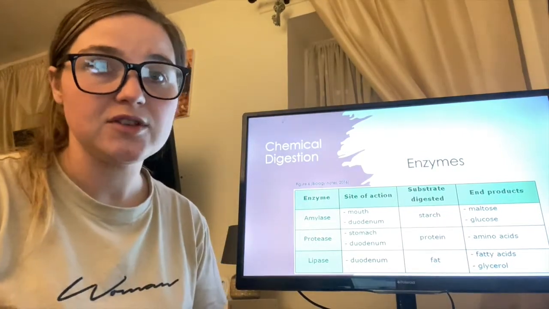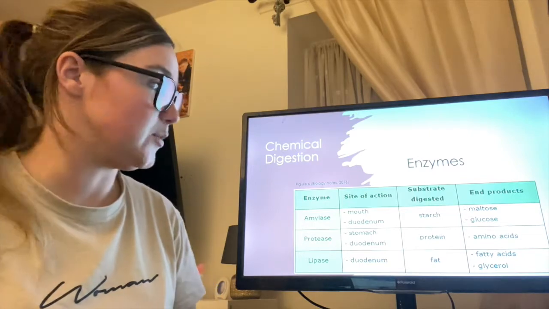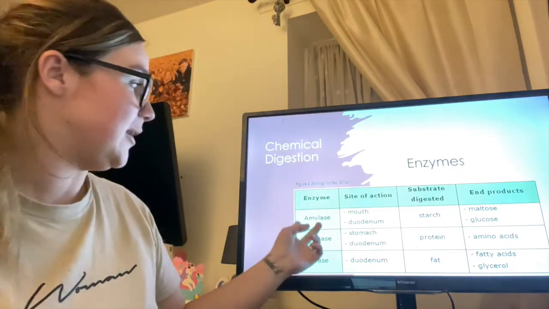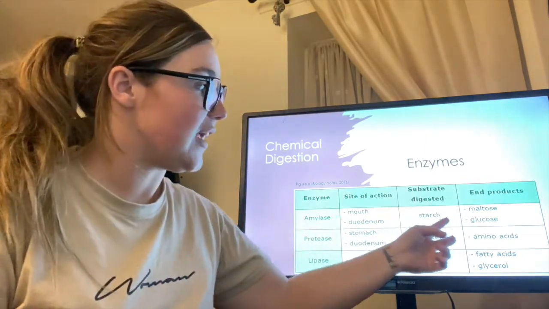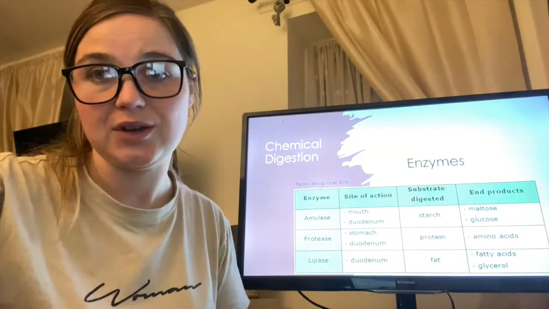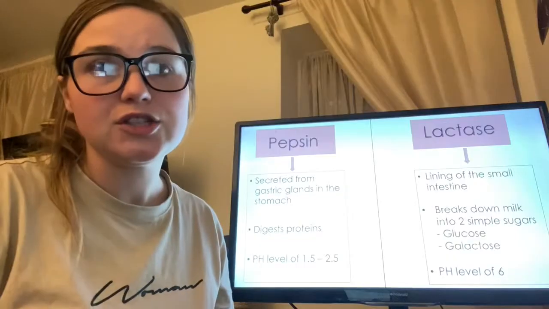See the table here on the screen, you can see the enzyme, the food they digest and what they absorb at the end. So for example, amylase digests starch and the end product is glucose, also known as sugar. Take a look at two enzymes in particular.